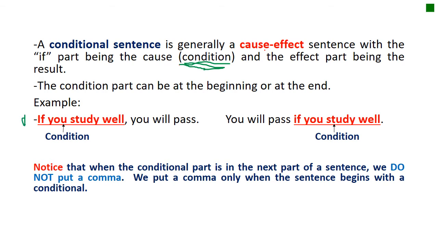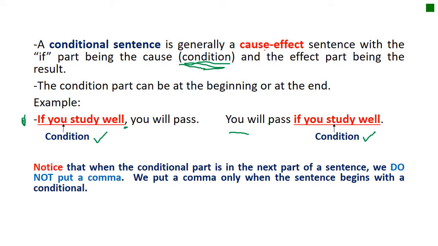Take a look at this. If you study well, comma, very important, you will pass. This is the condition here. If you study well is my condition, and the result is you will pass. However, look at the other part of the sentence here. You will pass if you study well. The condition is here in the second part of the sentence. What changed from here to here? I flipped the places of the condition, but I had to remove the comma. When the condition is in the second part of the sentence, don't use a comma, okay?